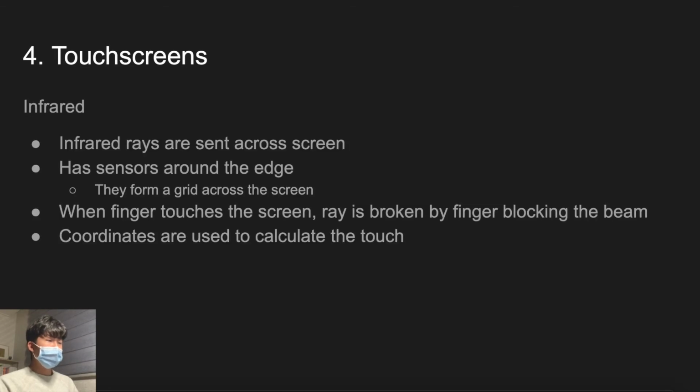And for infrared touchscreen, infrared rays are sent across the screen, and the infrared touchscreen has sensors around the edge, and they form a grid across the screen. So when a finger touches the screen, the ray is broken by the finger because it blocks the beam of infrared rays. So the point where the beam is blocked is calculated on an X and Y axis by the sensors around the edge of the infrared touchscreen. So this is how it works on infrared touchscreen, and we just looked at 3 different kinds of touchscreen method.